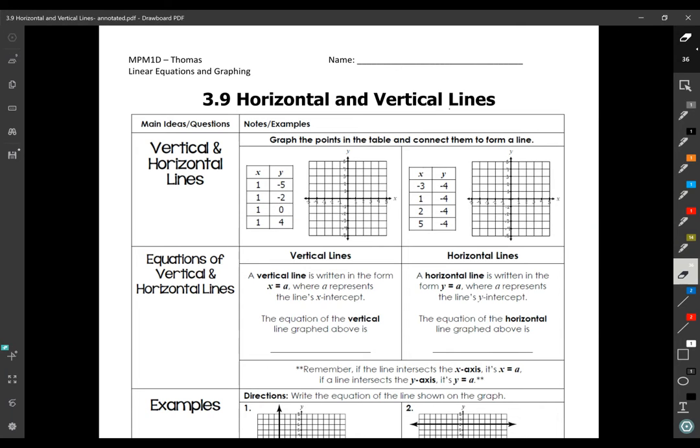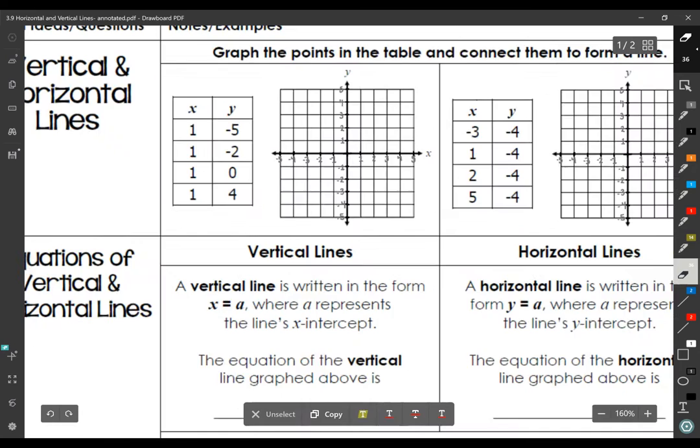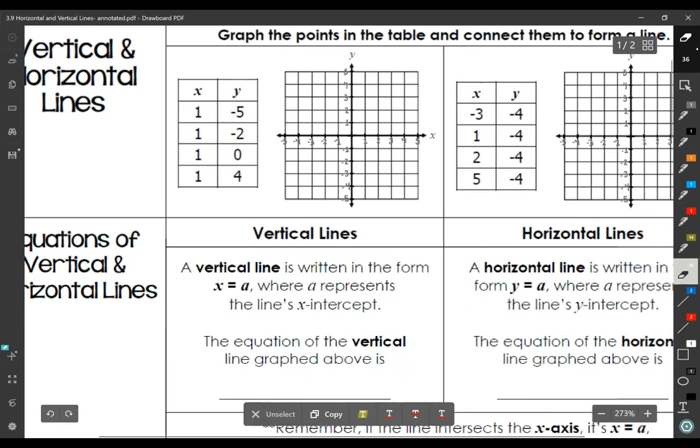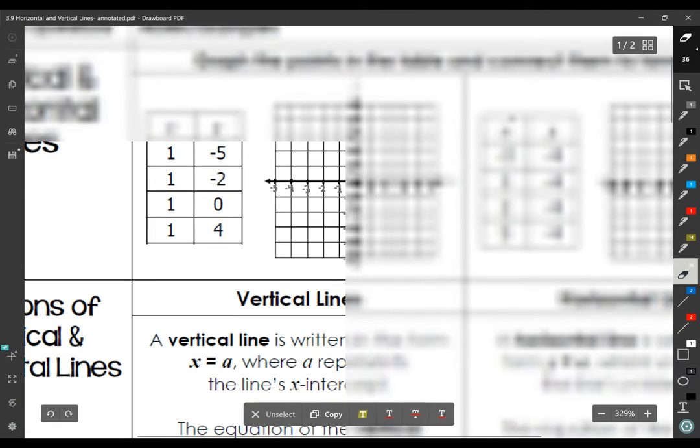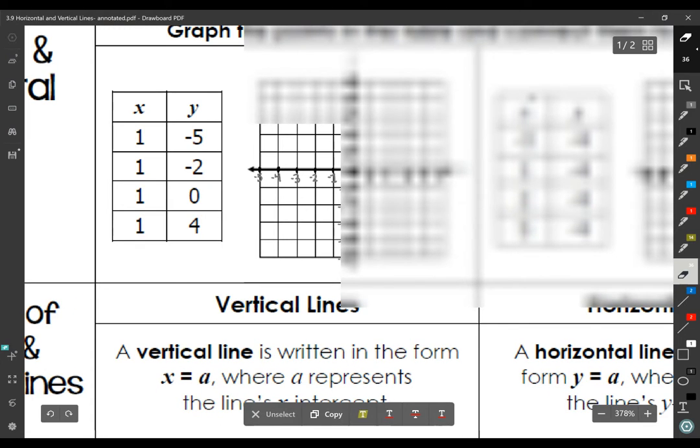Okay, lesson 3.9 is about horizontal and vertical lines and how we create equations to represent these sorts of lines. So what we're going to do is I'm just going to take you through an example where we're going to graph one of each. We're going to graph a vertical line and a horizontal line, and then we're going to look at the equation that represents each. So why don't we start with our vertical line, in this first example here.